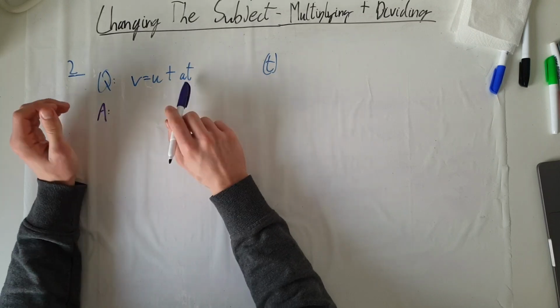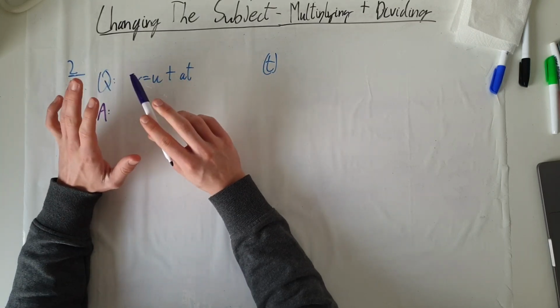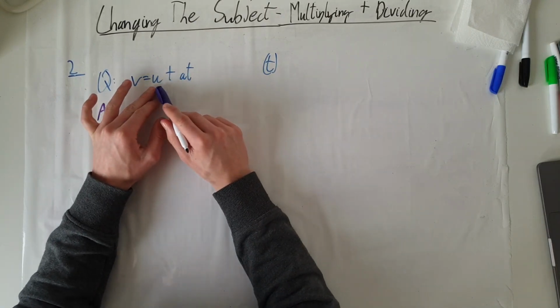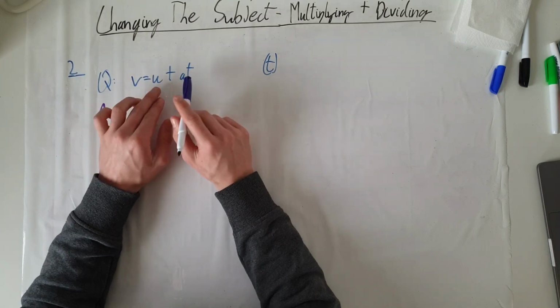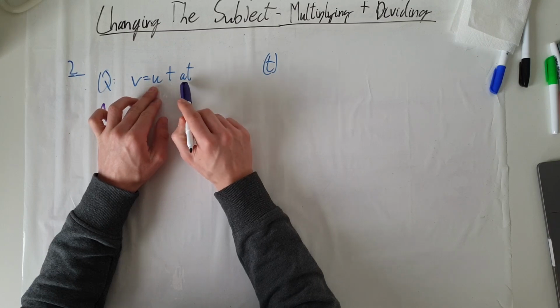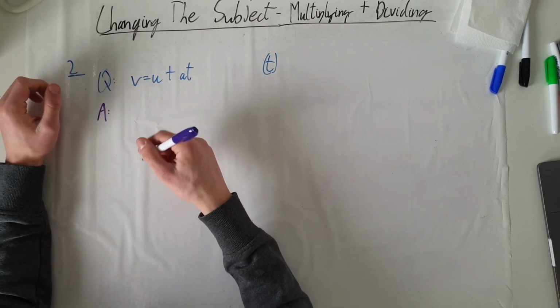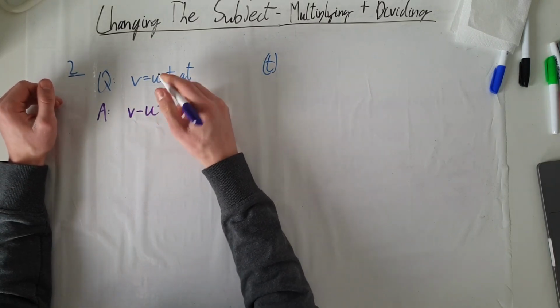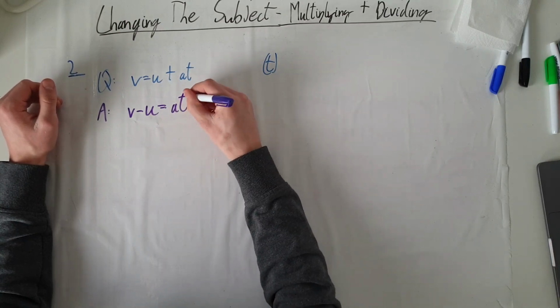The furthest term away isn't V, because that's on the other side of the equation. We don't have to worry about that. First, it's the furthest term away that is having an impact on the subject of the formula that we want, which is T. So because U is being added onto AT, we minus U, just like we did in the last lesson. So this will give us V minus U. Minusing U from here cancels that, and then we're just left with AT.